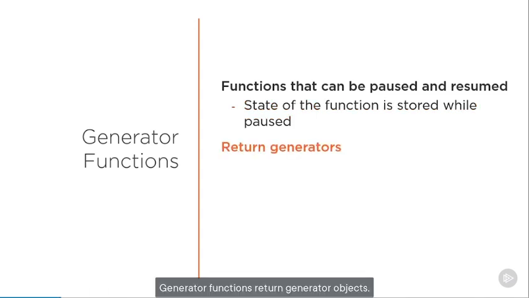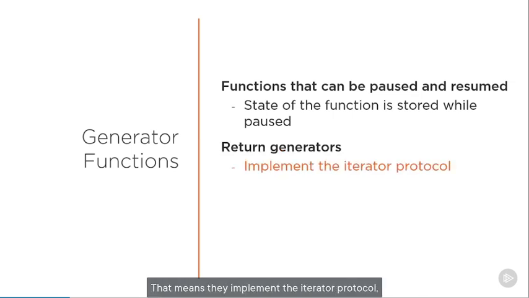Generator functions return generator objects. The most important thing to know about generator objects is that they're also iterators. That means they implement the iterator protocol, which means they have a method named next. You can call the next method over and over until the object reports it doesn't have any more values. This is really what happens under the hood when you use a for each loop to iterate over a collection of some sort. In the case of generators, calling next is what restarts a paused generator function. I'll show you some examples in just a minute.